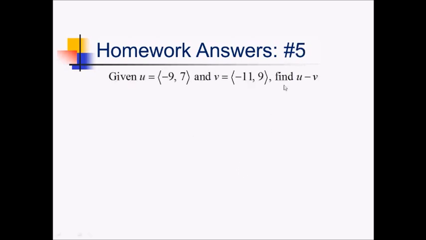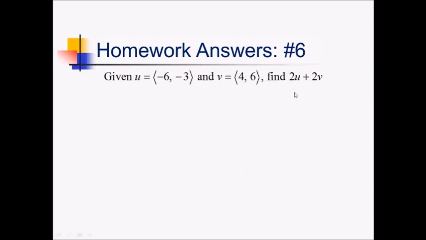On this problem, to do u minus v for these vectors, let me replace these variables with the component forms. So we've got -9, comma, 7 minus -11, comma, 9. And now I'll just subtract the x's and the y's separately. So we've got -9 minus -11, or -9 plus 11, comma, 7 minus 9. That gives us 2, comma, -2 for our answer.